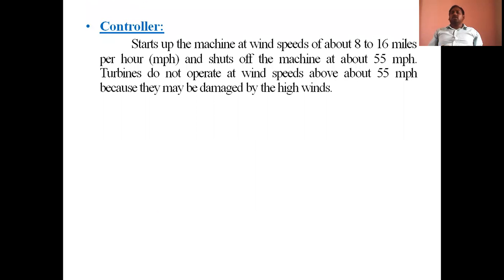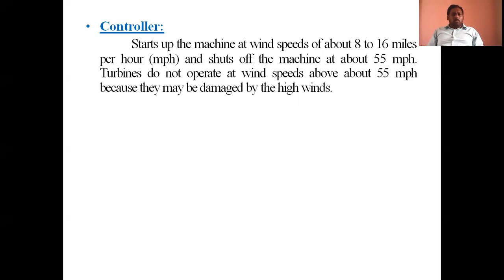Next, controller. What is the need of controller here? This controller can control the speed. It starts the machine at wind speeds of about 8 to 16 miles per hour and shuts off the machine at about 55 miles per hour. That means when wind velocity is very high at dangerous wind speeds, this controller shuts off the wind power generation. Why? Because there is a damage of blades. That's why the controller shuts off the wind power generation. And when the wind speed is about 8 to 16 miles per hour, the controller can start the rotation of blades, wind power generation.